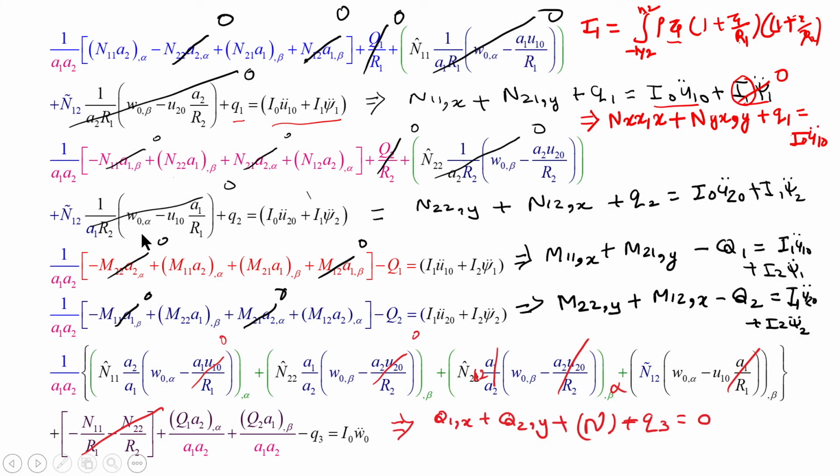Same way the nonlinear terms will vanish. So we will get the terms like this. Then come to the third equation. In the third equation the first term will not contribute, the second term m11 a2 comma alpha will contribute, plus m21 a1 comma beta will contribute, and q1 will also remain. So here, even in the shell equation, there are no nonlinear terms. So this equation becomes like this.